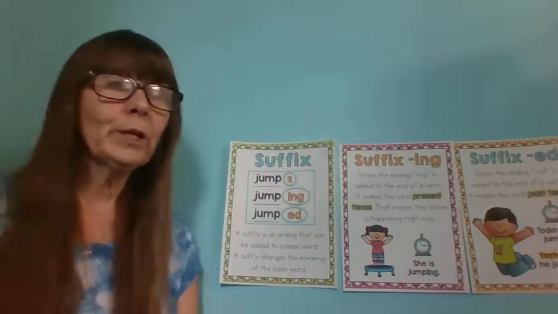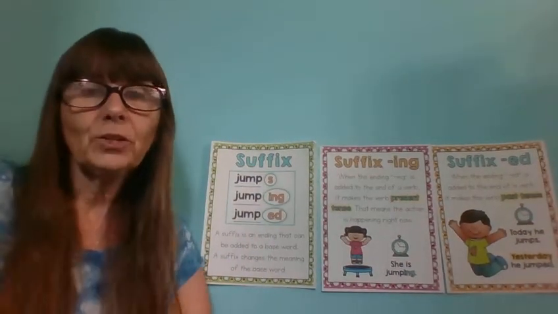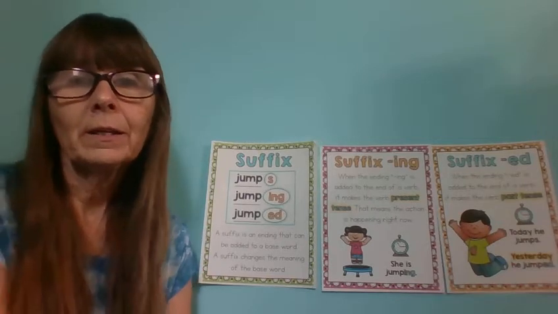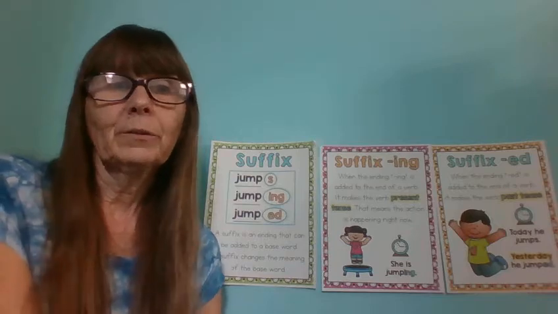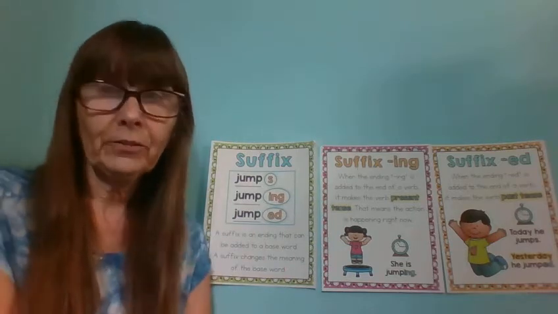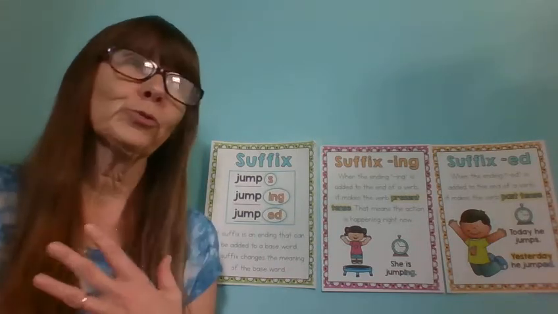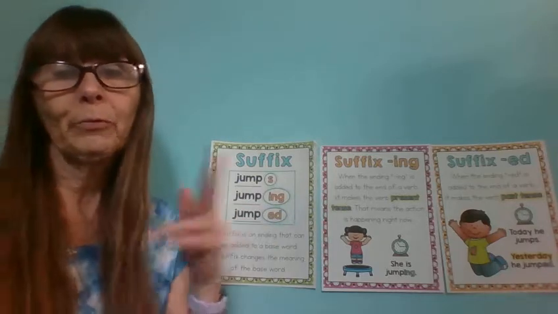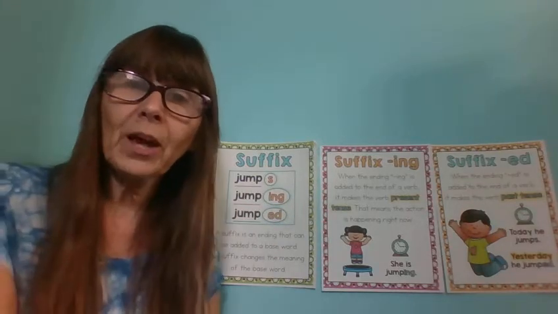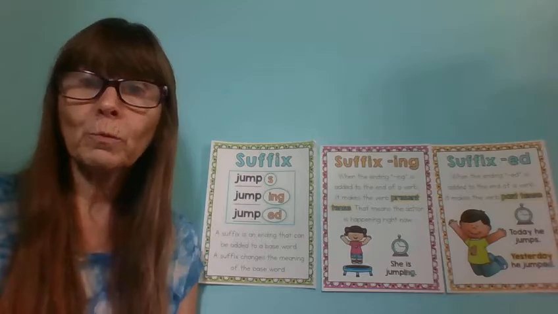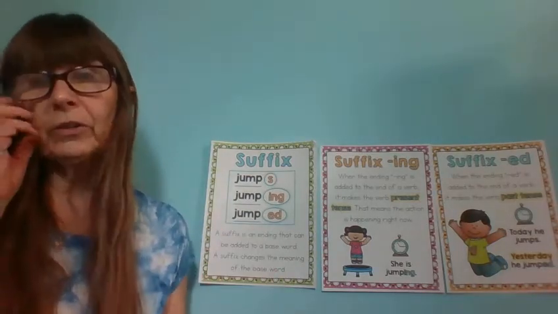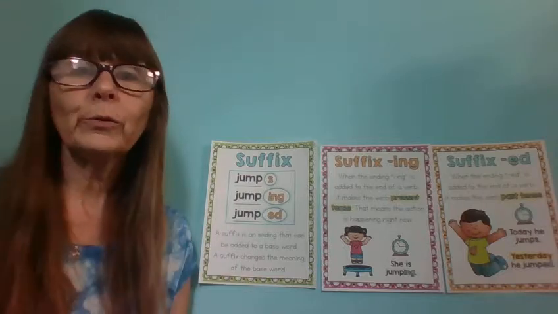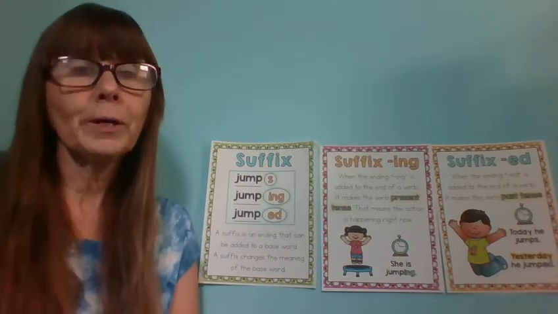Hey guys, we are going to do a little bit of foundations work. We're talking today about suffixes, and you guys have learned over and over again about suffix s. We add suffix s to nouns, words about a person, place, or thing. When we add suffix s, it means there's more than one, such as dogs or horses or pencils. When we add s, it means more than one.